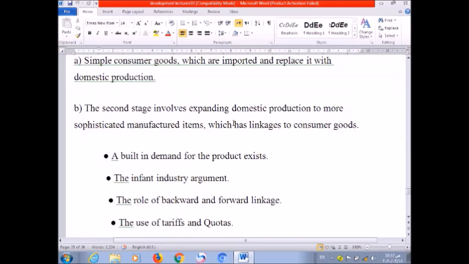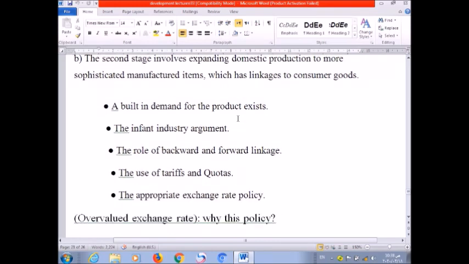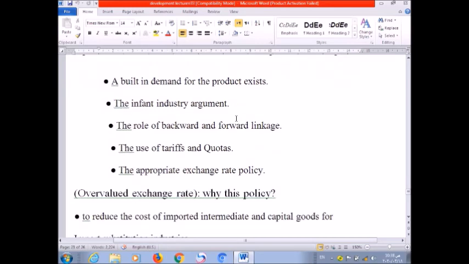The infant industry argument. We protect our industry like an infant or child, so we have more protection. On the infant industry argument, we have a debate. The role of backward and forward linkage. The use of tariffs and quotas to protect the infant industry. The appropriate exchange rate policy, and we must prepare the exchange rate to help in this strategy.